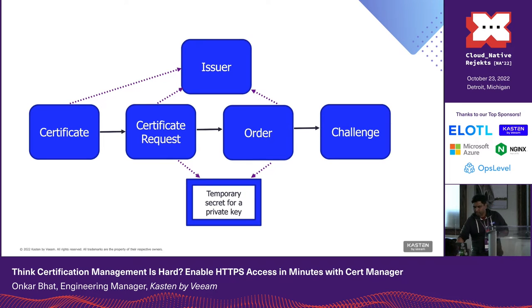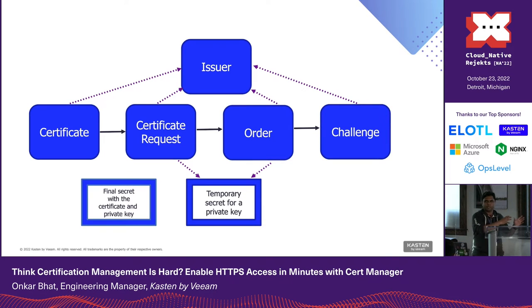Once a challenge has been completed and verified, you'll finally have a Kubernetes secret created with the certificate in it. The private key from the temporary secret is going to be copied over to the final secret. And those are the two key pieces of information an application needs in order to start serving HTTPS traffic.